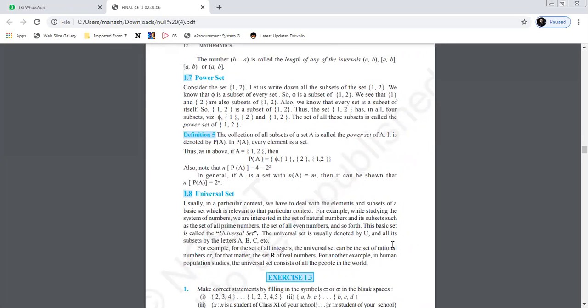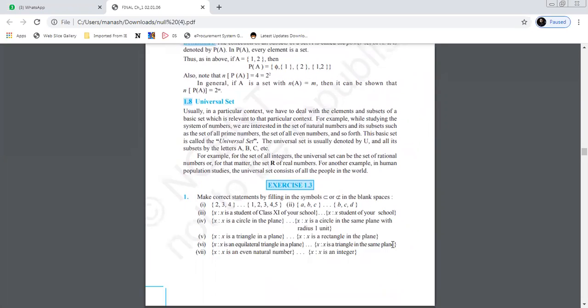Yes, sir. A power set means what? This set contains all the subsets of a set. Okay, so come here.